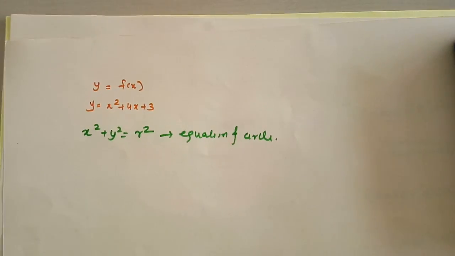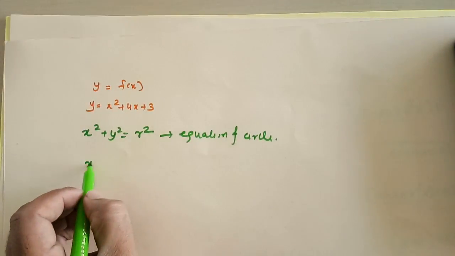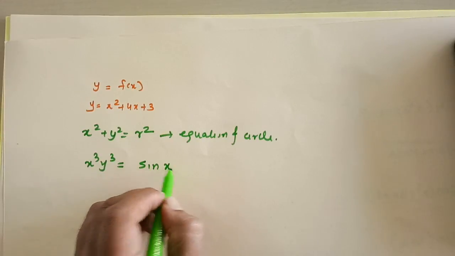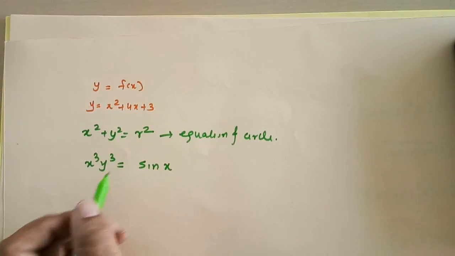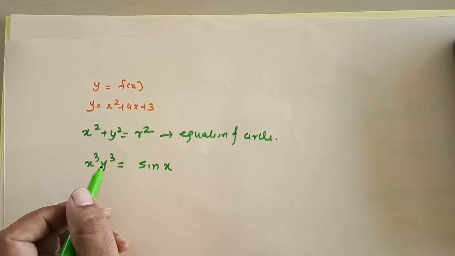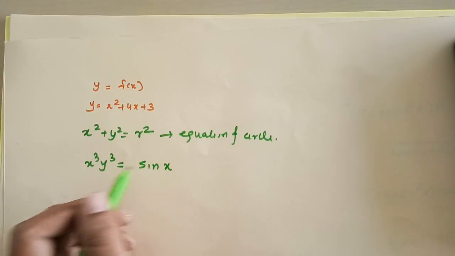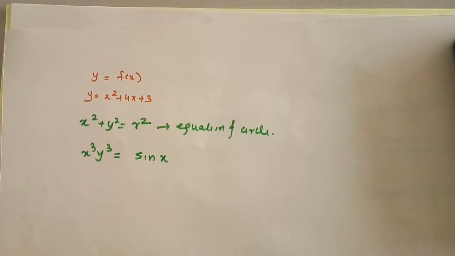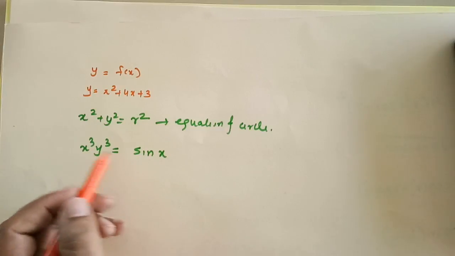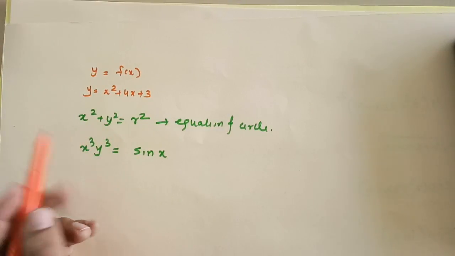What do we do in these kinds of questions when you have to differentiate? Or maybe x cube y cube equals sine x. How do you find an expression for the derivative? Because converting into an explicit function takes quite a lot of effort and becomes complicated. So I'm going to help you with a simple understanding of implicit differentiation. Let us start with the first one.